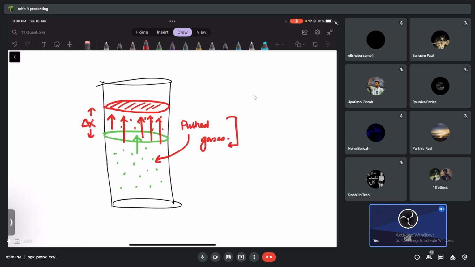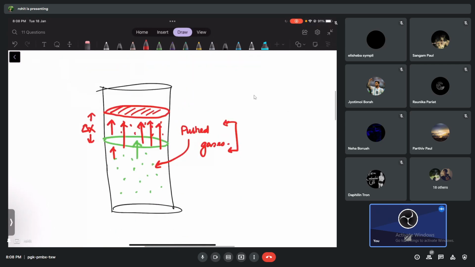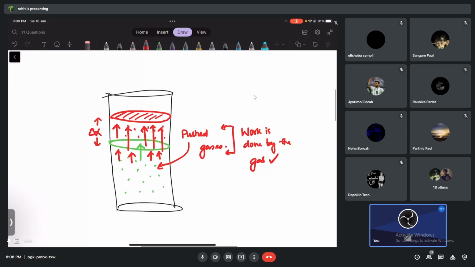In other words, I can also say that the gases are applying force on the piston, and because of this force the piston is getting displaced. In other words, I can also say that work is done by the gas. I think you're clear with this, right? Because the piston is moving, and obviously the gases are pushing the piston. So today we will look at how much work is done by the gas while it is undergoing expansion, or even in compression also we'll see.